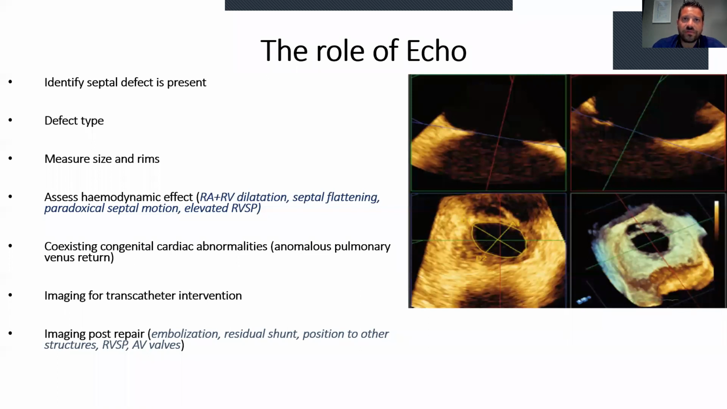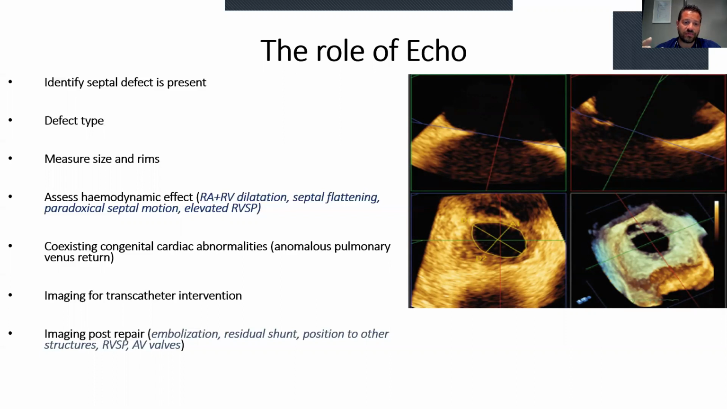The role of echo, first of all, is to identify that the septal defect is present. Then to recognize the type, we have to measure all the rims and the size of the defect, and we have to assess the hemodynamic effect of this shunt, the right atrium and right ventricle dilatation. We have to check for septal flattening, the elevated systolic pulmonary pressure. We have to see about coexisting cardiac abnormalities like anomalous pulmonary venous return.